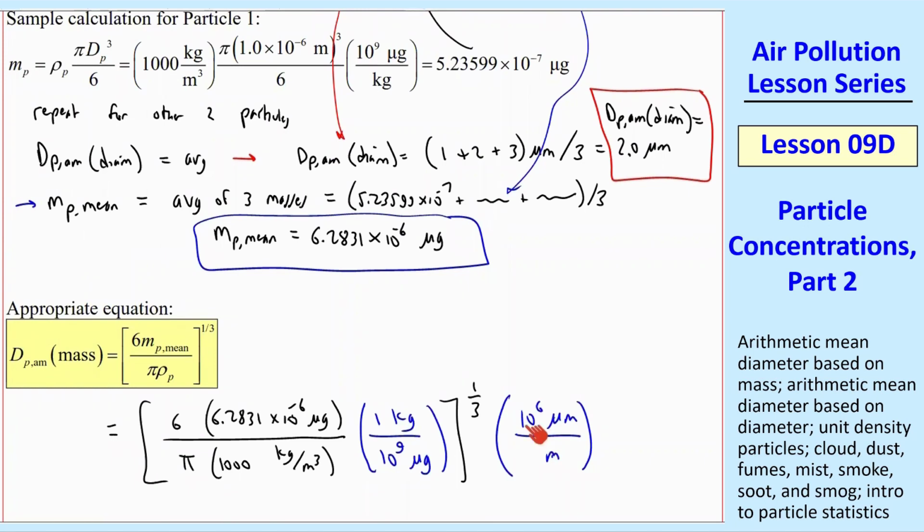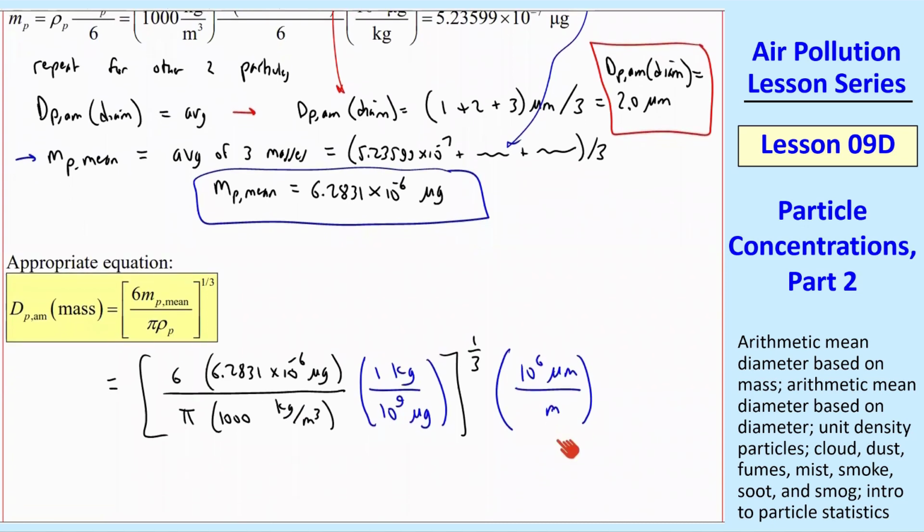Notice that I put unit conversions in blue. I put one of them inside the brackets to get rid of the micrograms and the kilograms, and then I put the other one outside. So just be careful with your units. And if you do all that properly, you end up with 2.29 microns.